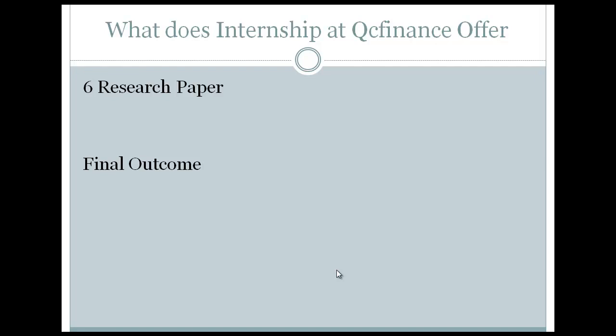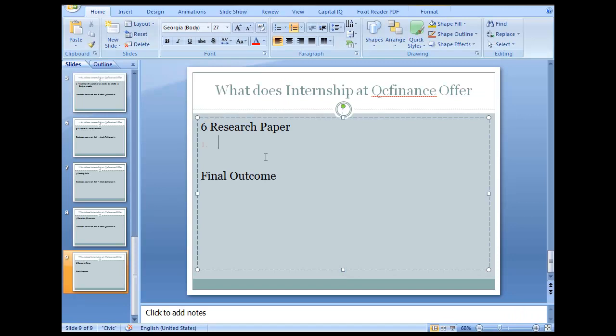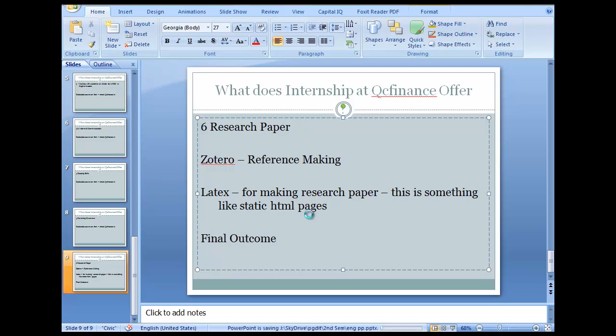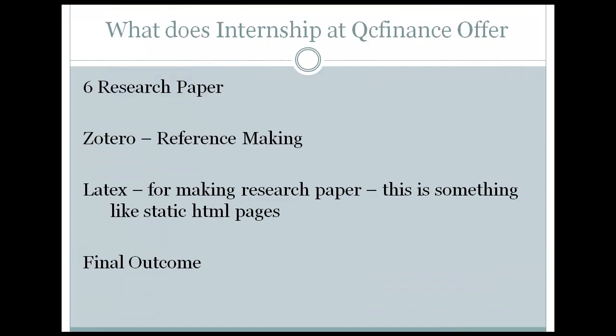So for this research paper, I wanted to add 2 more things here. First is Zotero reference making, and LaTeX that we would use for making the research paper. This is something like HTML, static HTML pages. So these are the final outcomes of the research.